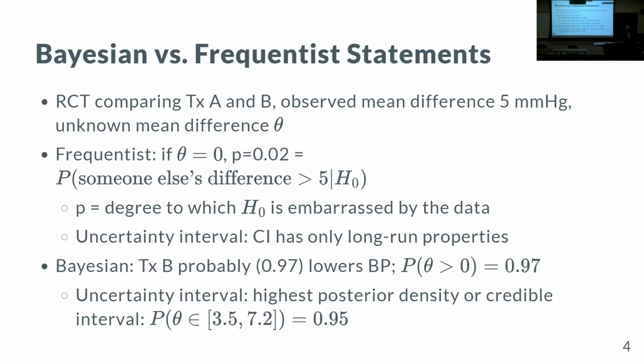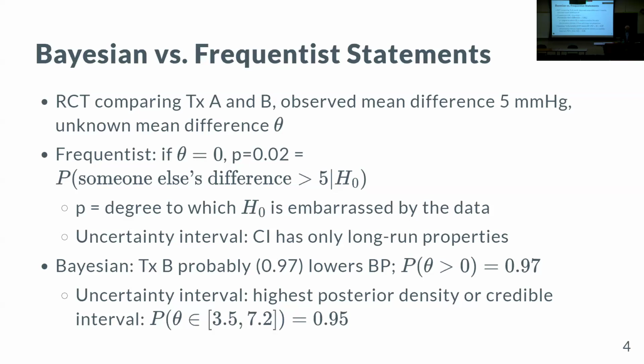So the treatment B probably, and I would expand on this in a footnote, probably (0.97) lowers blood pressure. The probability of theta being greater than 0 is 0.97. And of course, you have to say, given your prior distribution and your model, and then you can get an uncertainty interval. Most people prefer the highest posterior density uncertainty interval because it has the property of being the shortest interval with that amount of coverage.